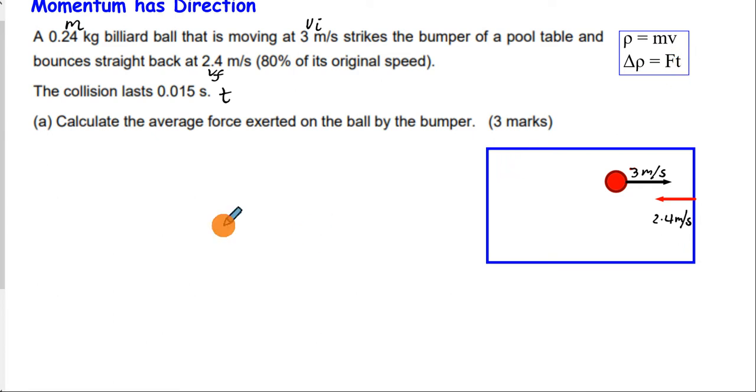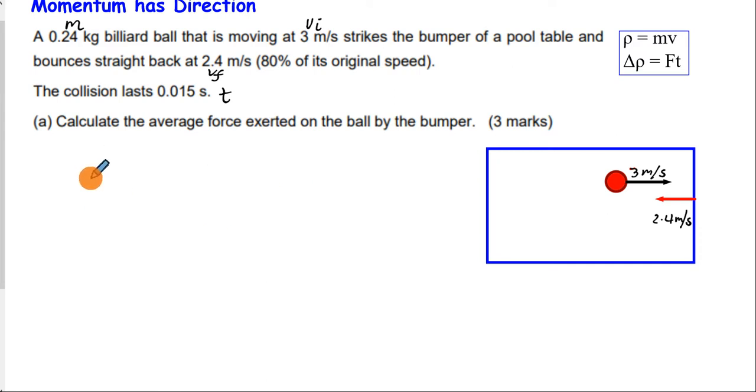So the question asks for the average force exerted on the ball by the bumper. That naturally fits our momentum calculation where we have mass, velocity, and time. Then the last thing that is not known is the force, which we can calculate. I want to talk about the common mistakes. The common mistake is to use these numbers given directly without thinking too much about the concept of momentum.